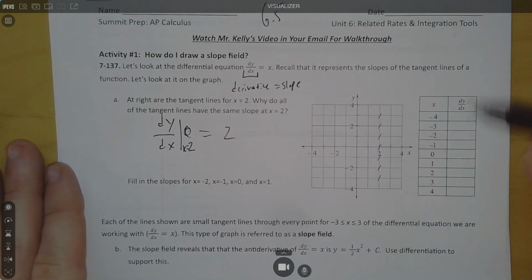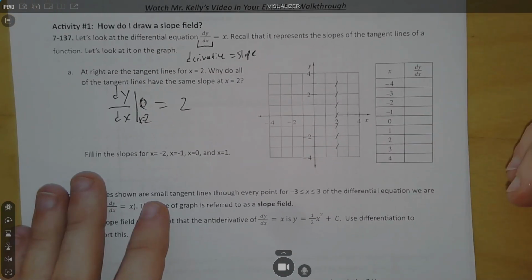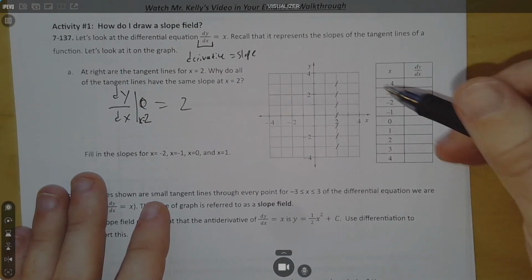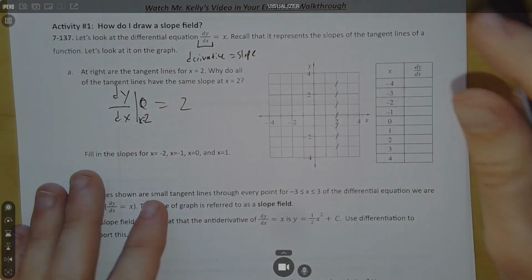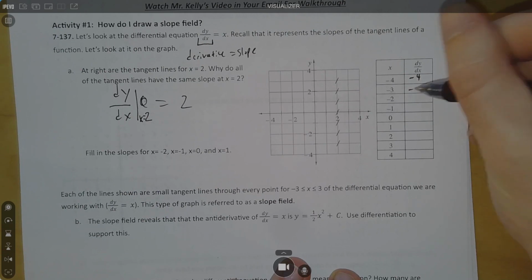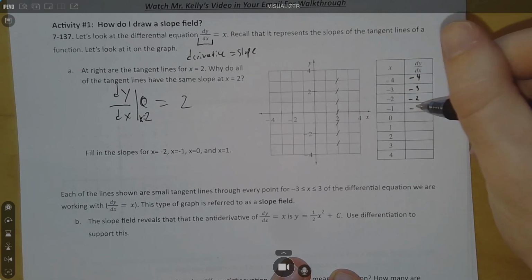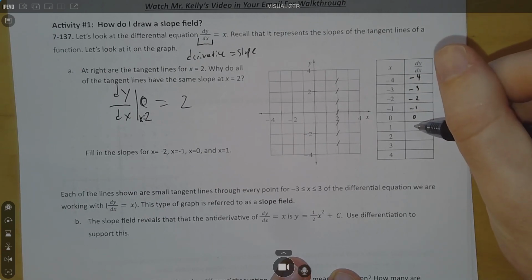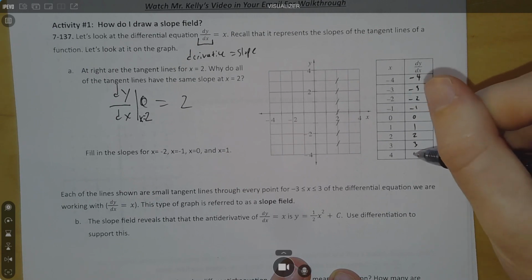So what about the slopes for the other values? Well, it's pretty straightforward because the derivative is just x. So the slope here is -4. Slope here is -3. Slope here is -2. Slope here is -1. Slope here is 0. Slope here is 1, 2, 3, 4, and so on. So what does that look like here?